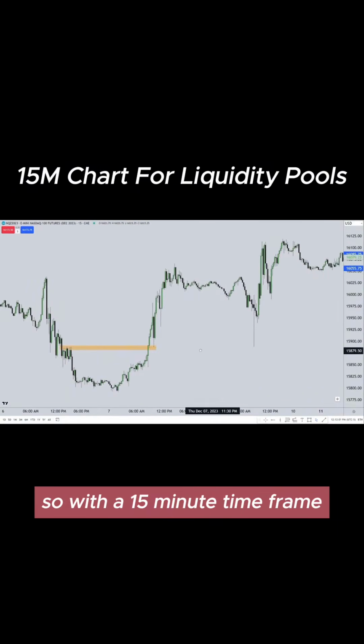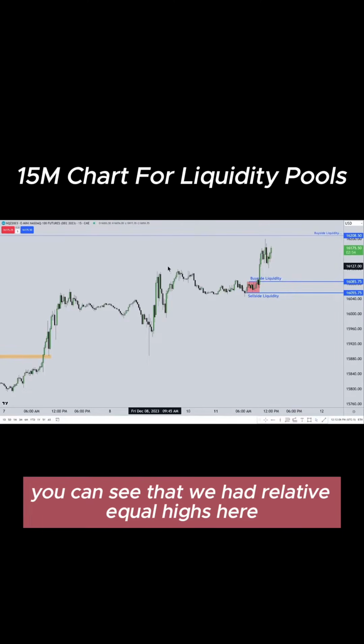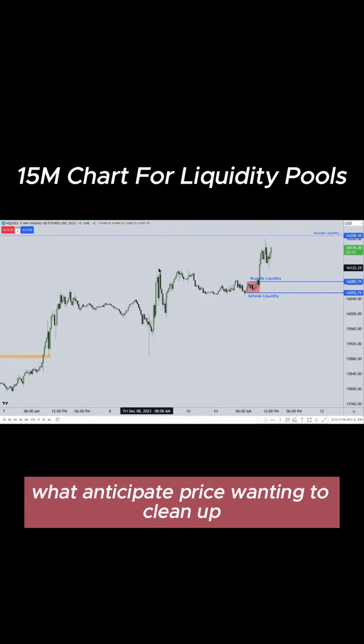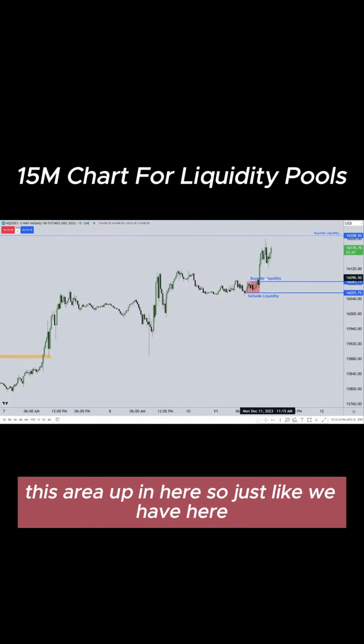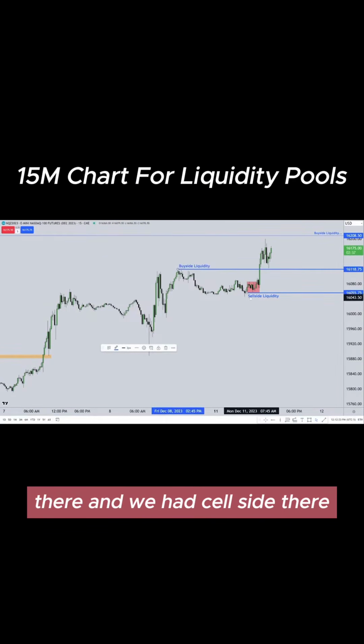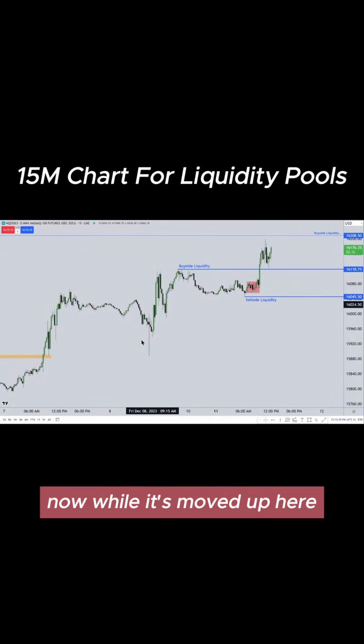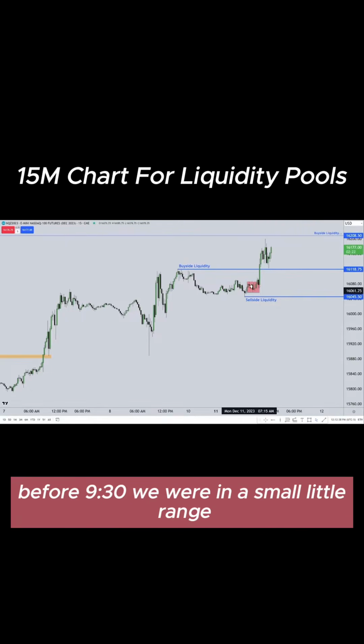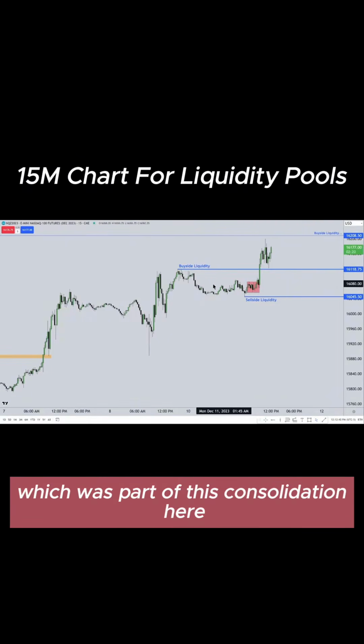So with a 15-minute time frame, you can see that we had relative equal highs here. So that was an obvious level to do what? Anticipate price wanting to clean up this area up in here. So just like we have here, there, and we had sell side there. Now, while it's moved up here and we've moved sideways, inside this pre-market opening before 9:30, we were in this small little range, which was part of this consolidation here.